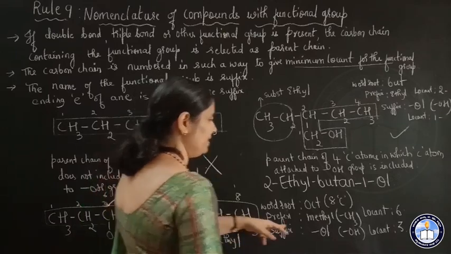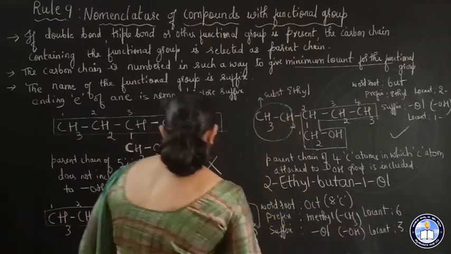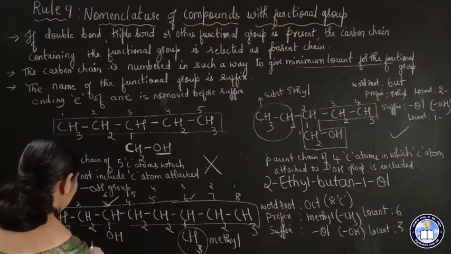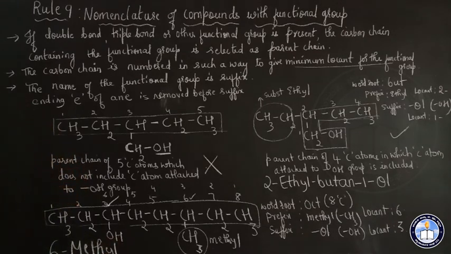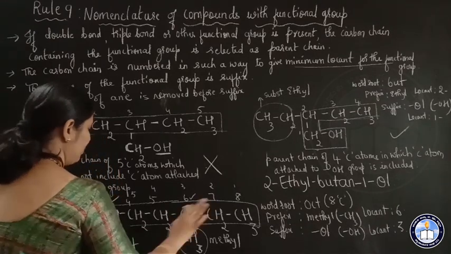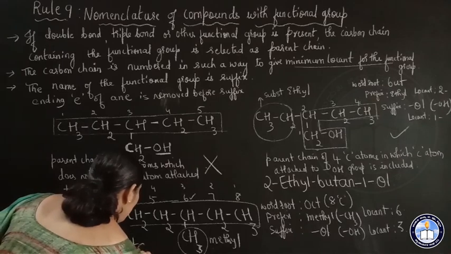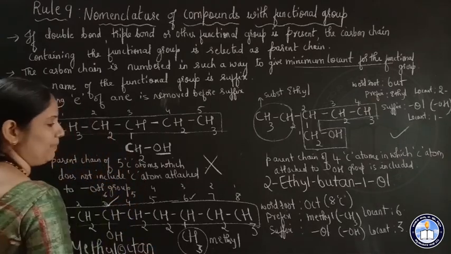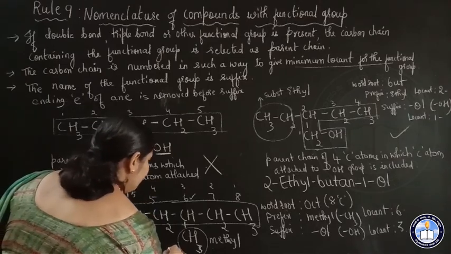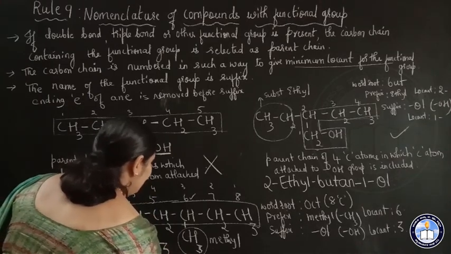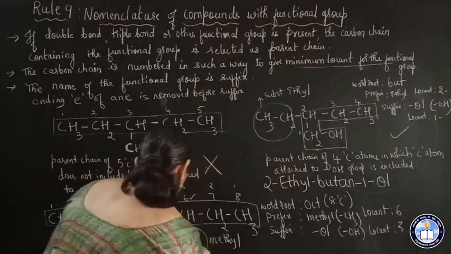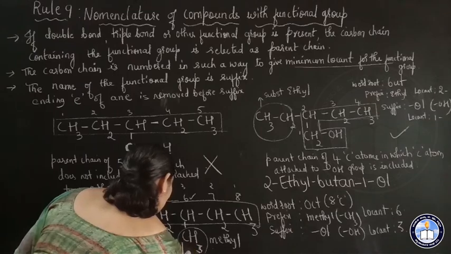So I'll write the name. First is the prefix, locant is 6, so 6-methyl. Word root oct. No double bond or triple bond, all single bonds. So AN, and the E is replaced by OL. Before OL, you have to write the locant: 3-ol.